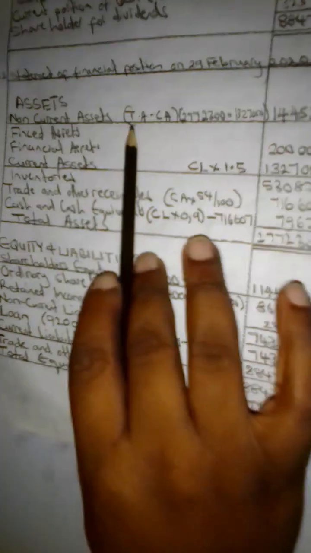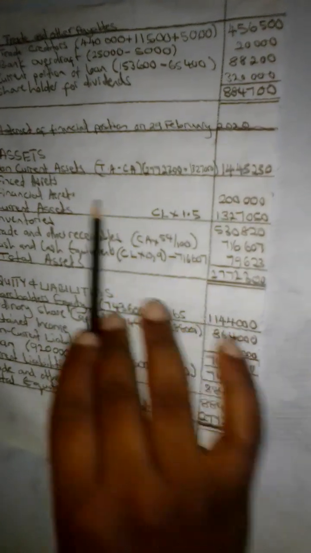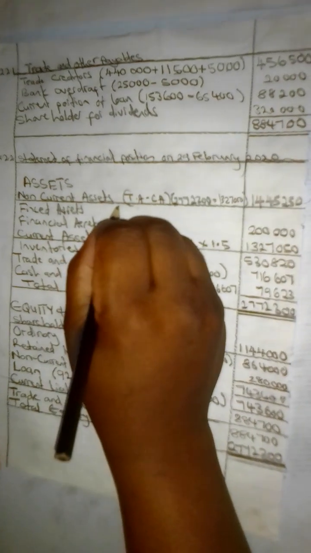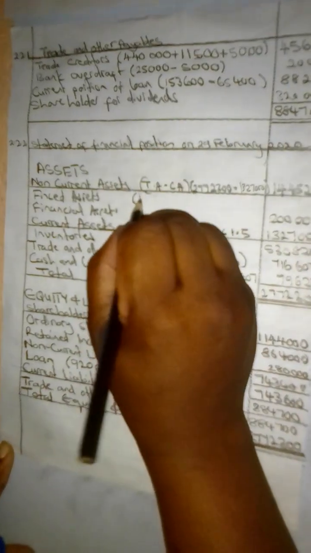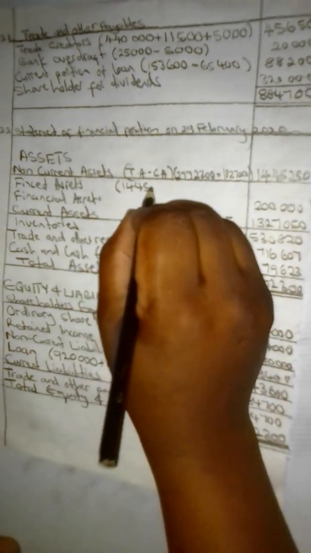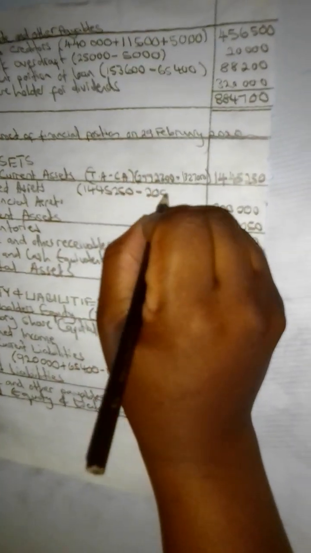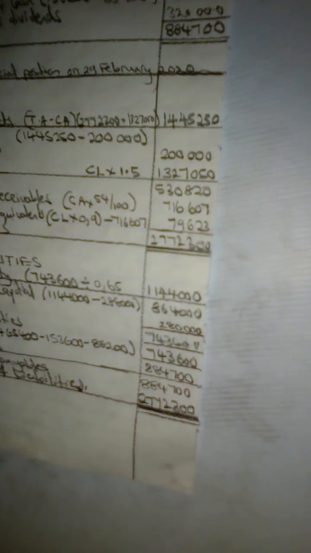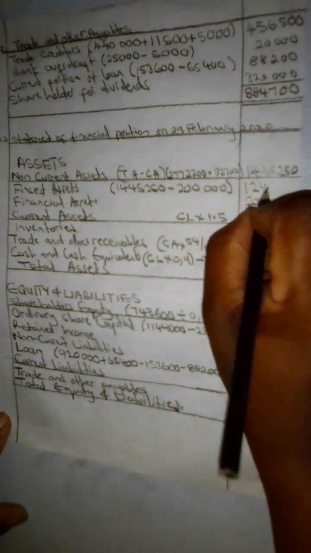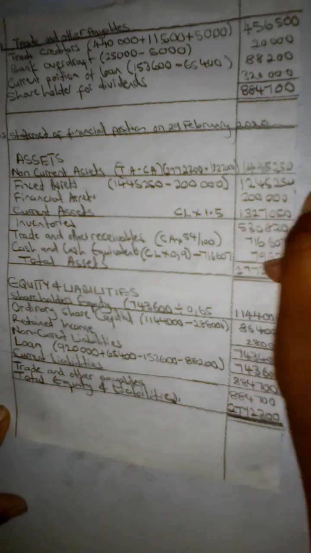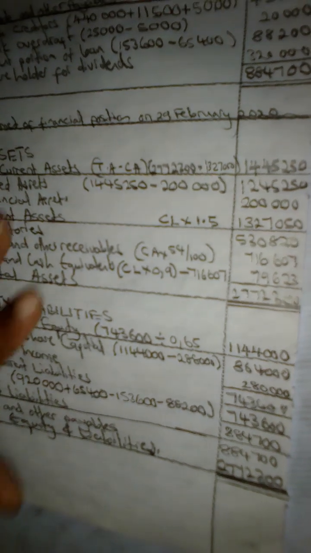So if you've got the total for the non-current assets, it means we can find the fixed assets. Remember, here we only have got 200,000 for the financial asset. So here we can safely say the non-current asset, which is 1,445,250 minus the 200,000 that is given there for the financial asset, will give us something like 1,245,250. Okay, it seems as if everything is now there on our balance sheet.